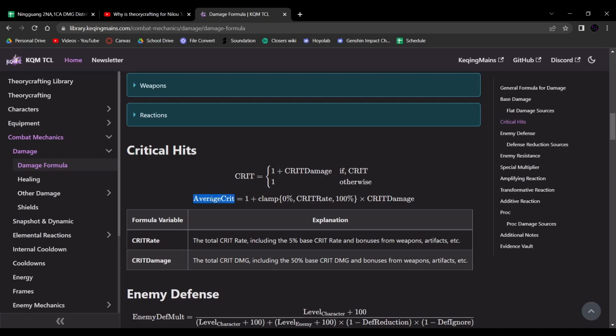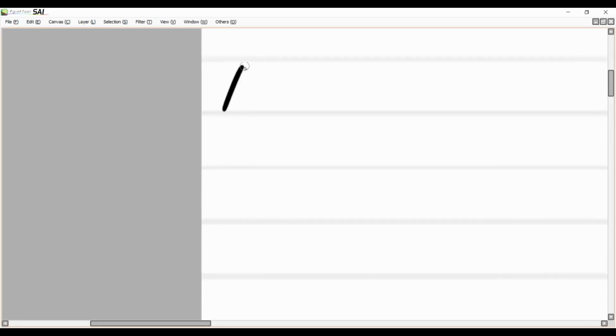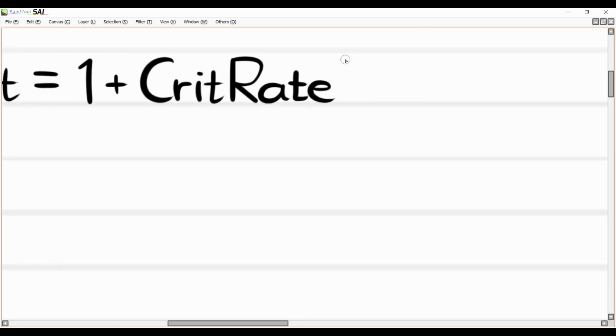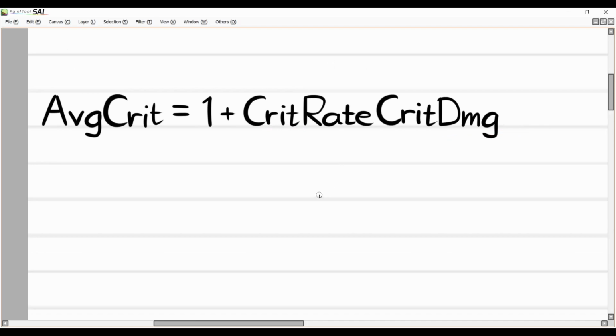Instead, what was shown here is that we have something called AverageCrit. And basically, if you ignore this whole clamp thing, it just makes sure your crit rate is between 0 and 100%. So we have this equation which says your average crit is equal to 1 plus your crit rate times your crit damage. But I find that very hard to believe. This is such a simple equation that it just feels off. It feels way too simple. I don't know how you even came up with this equation. I mean, it kind of makes sense, but at the same time, can you really trust that?